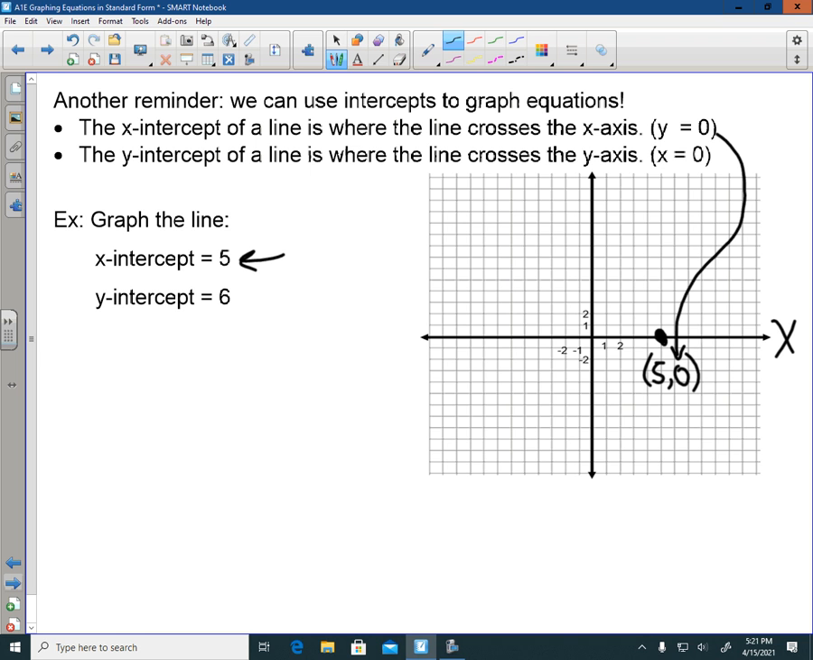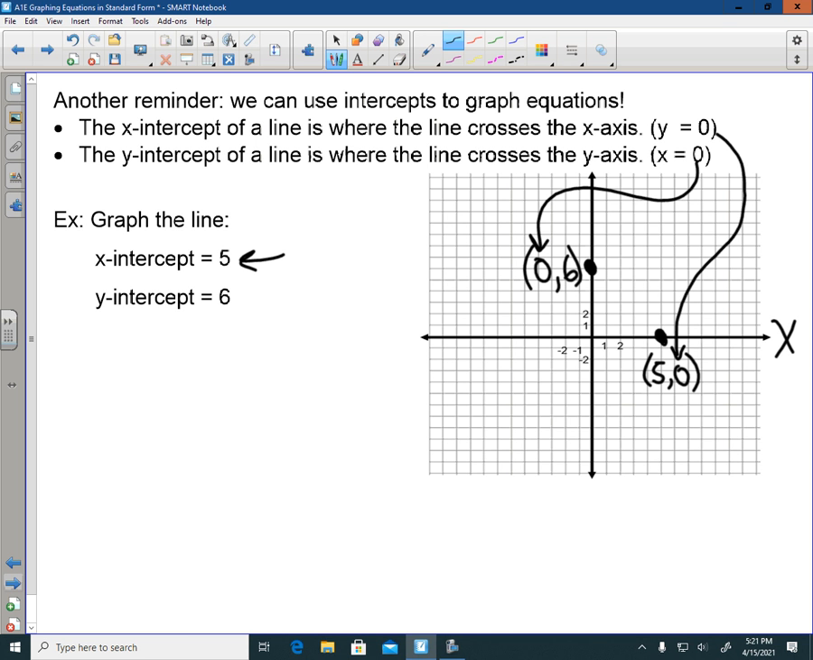Now, the y-intercept equaling 6 means that the line also crosses the y-axis, and it crosses at y equal to 6. So we can count 1, 2, 3, 4, 5, 6 up from the origin, and this is our y-intercept. Now, this point has coordinates as well. Notice that this point doesn't go anywhere left or right on the x-axis, and so the x value is 0. And the y value is 1, 2, 3, 4, 5, 6. So you see what I mean?